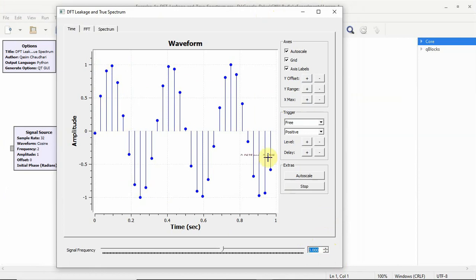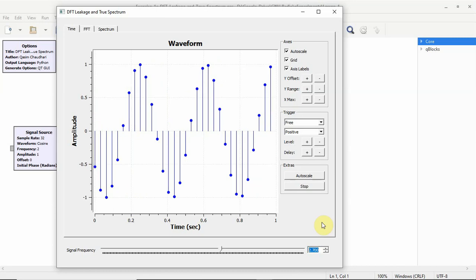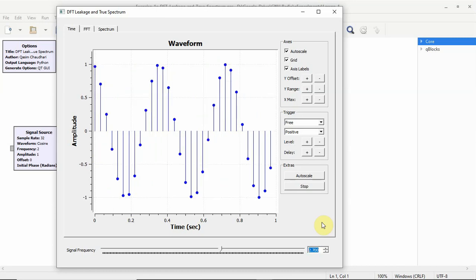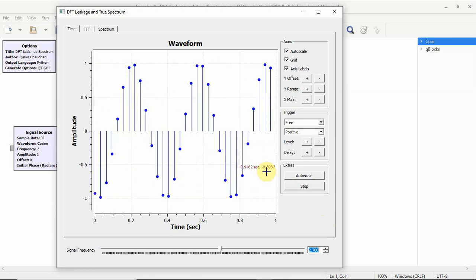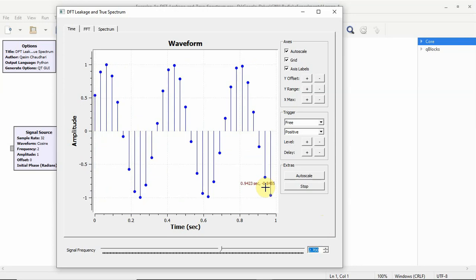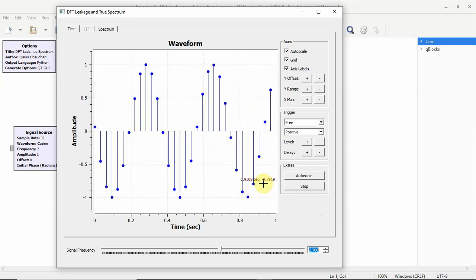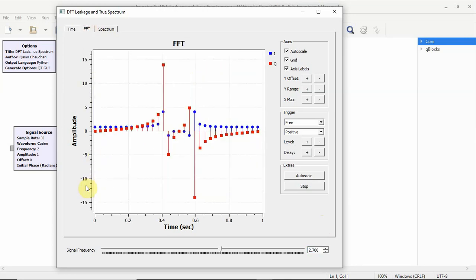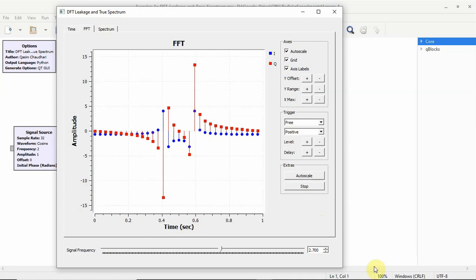Again, if I choose a decimal frequency, it starts moving because there are no full periods in 32 samples for that frequency. Let us see the FFT now. Now comes the big part.